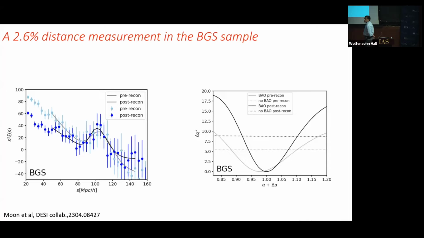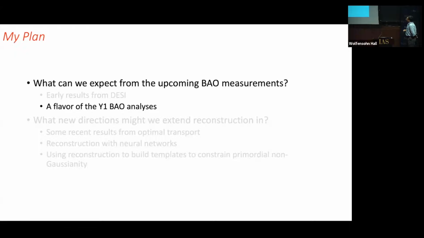And so this is a 2.6% measurement. So even with the first 2 months of data, we were able to get you a 2.6% and a 1.7% distance measurement at the rough effective redshifts of both of the samples, around a redshift of about 0.3 and a redshift of closer to 0.8. Okay, so now let me show you a little bit of a flavor of the year one BAO analyses that are ongoing.